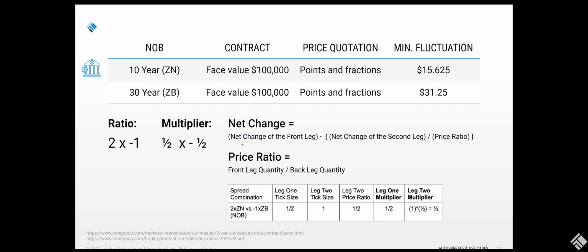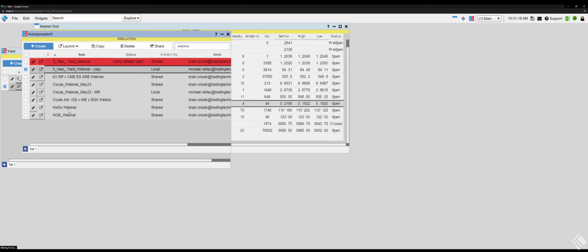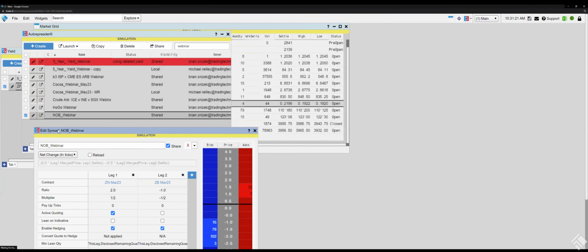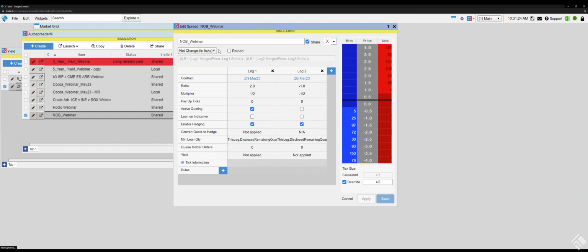So going back to our config here, we can go to the NOB config. And as we pull this up, a few things to note. First, we're going to be looking at this spread in net change in ticks. Then as we go through here, we'll be looking at first leg ZN, March 23, second leg ZB, March 23. In this case, based on the document that we were just looking at from the exchange, the ratio that we're going to want to use is a 2-to-1 ratio. And then again, based on the tick size, we are going to be using a multiplier of 1/2 and 1/2.